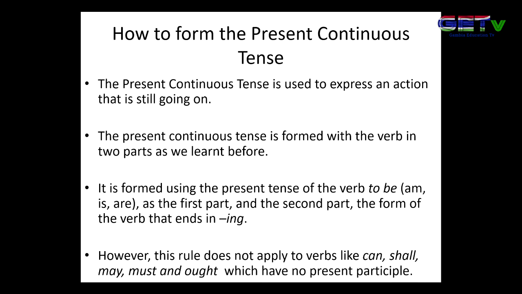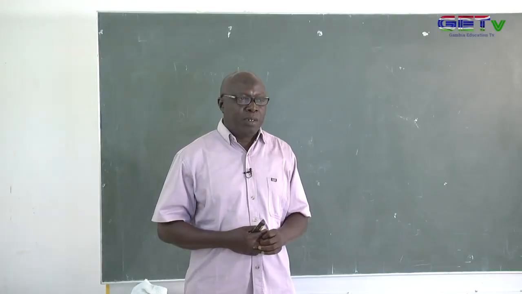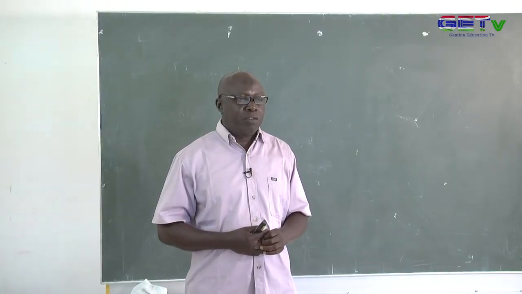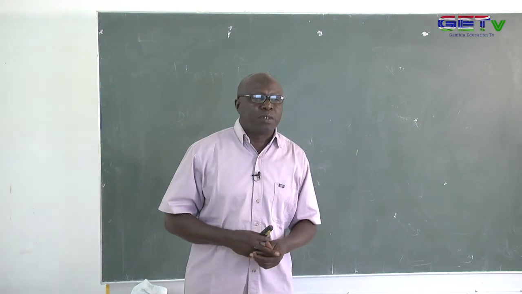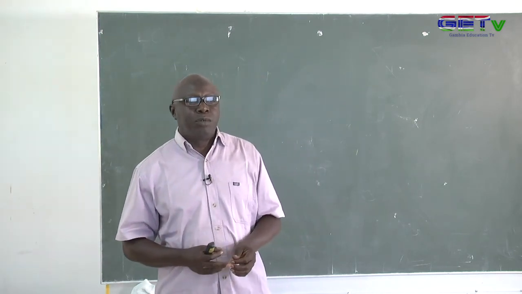However, this rule does not apply to verbs like can, shall, may, must, and ought. These verbs do not have any ing form. They don't have any present participle. They remain like this. Sometimes some of them can turn to past. For example, can turn to could.